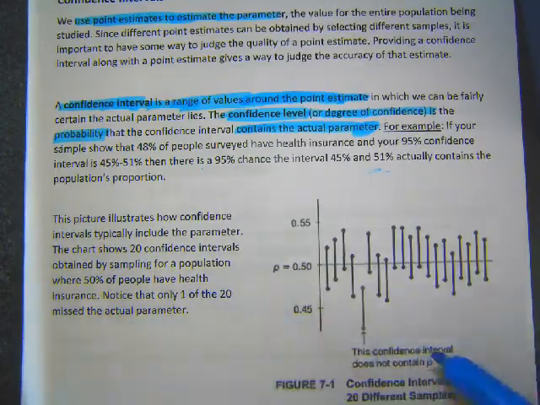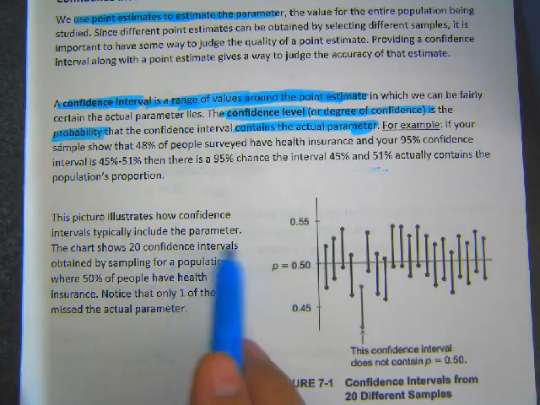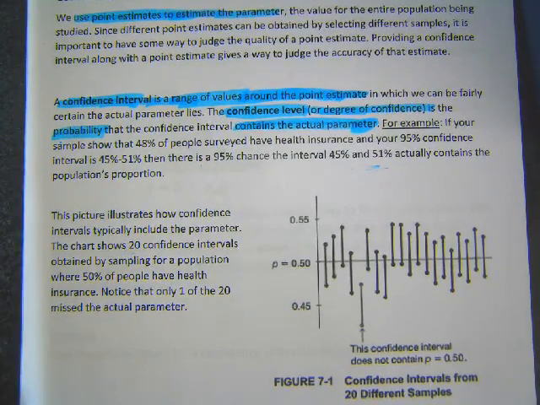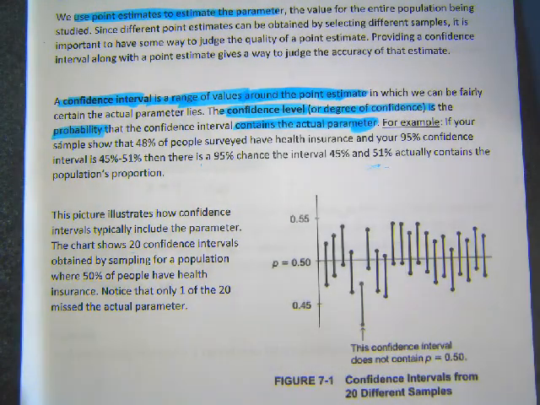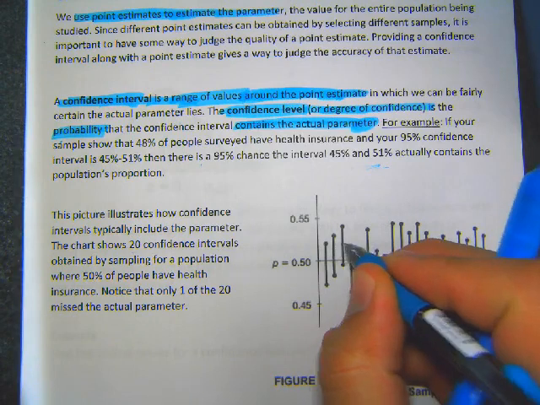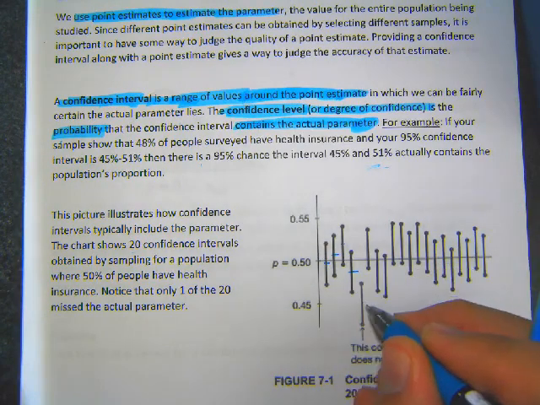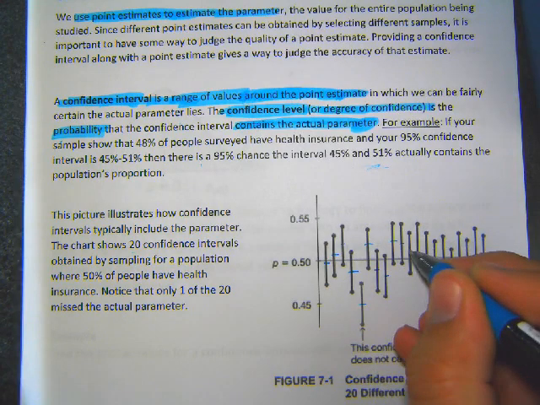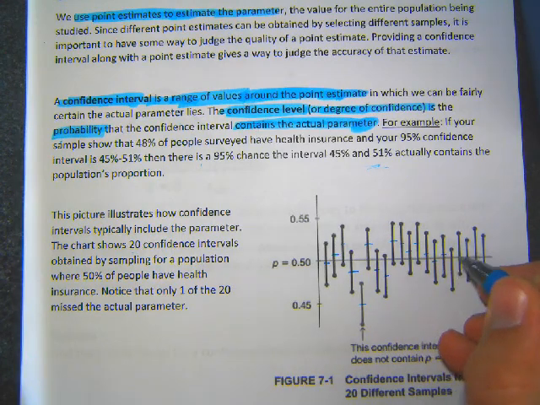So this picture shows how this would work if you took lots of samples. Here they took 20 different samples and built confidence intervals for each sample. The middle of each of these lines is a sample result. So they got one result right there, one right there, one right there. These are the middles. Each one of those was a different sample result. And then they built these confidence intervals to get an idea of what the actual value is.